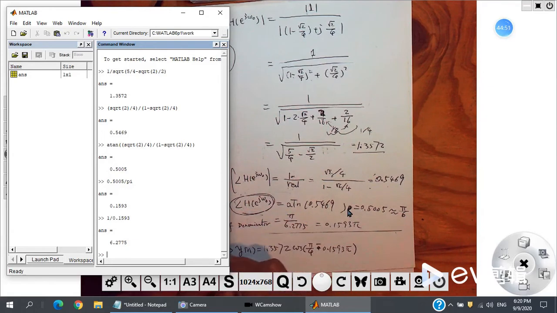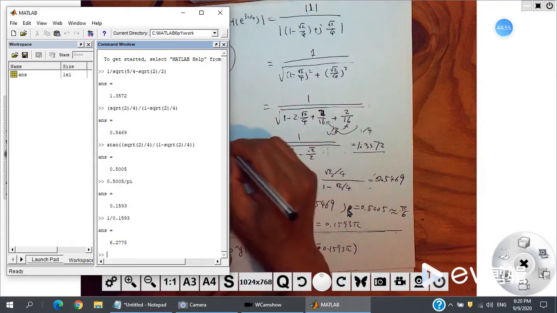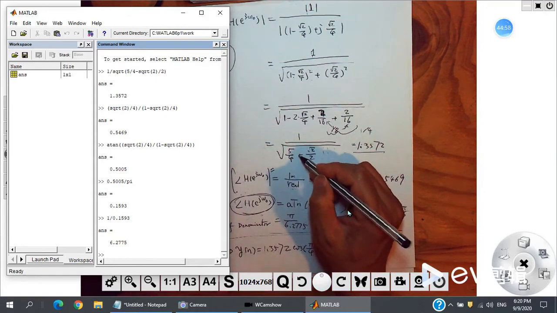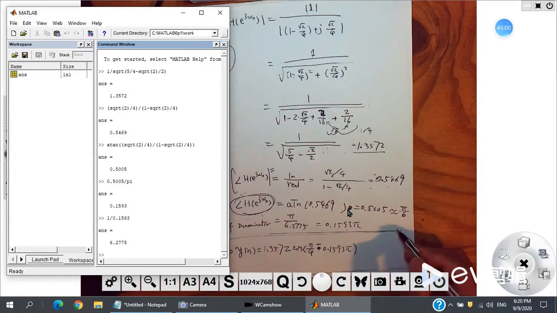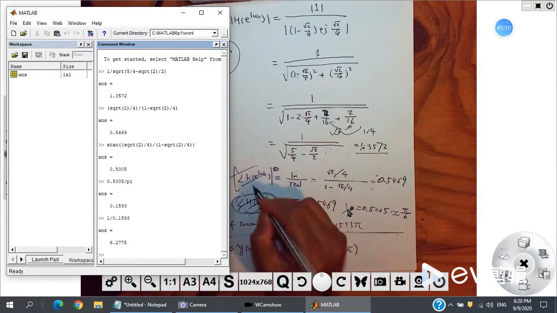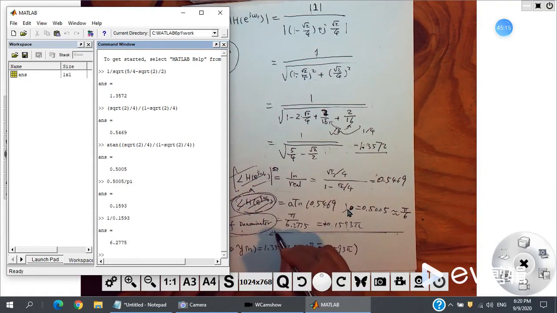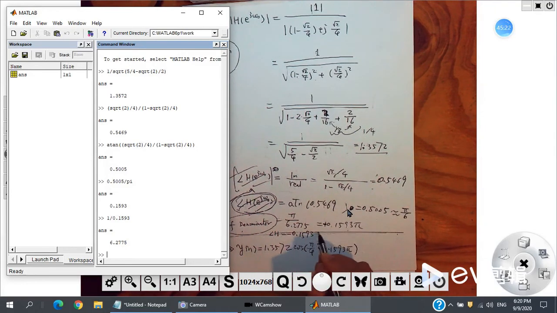Angle of the denominator. Then this one will be 1 over that, so it will be the negative of the denominator angle. So the angle is a negative 1. This is a positive, and this one is equal to the negative of it. This is the angle of this. So the angle of H will be the negative of 0.1593 pi. So here's a minus. Yeah, that's good.